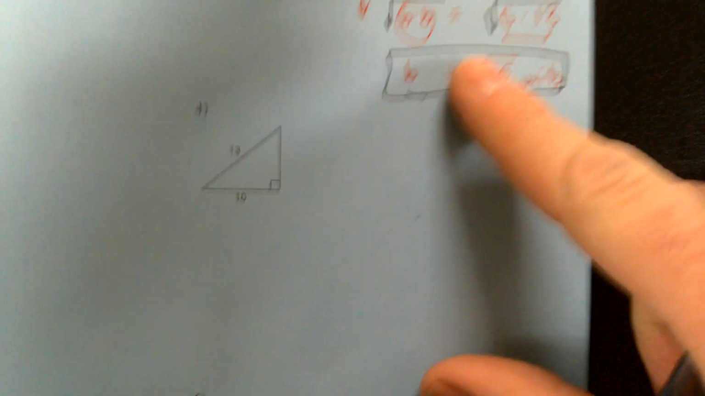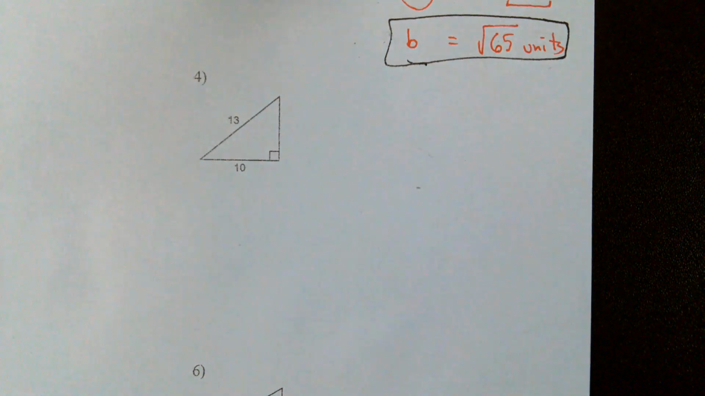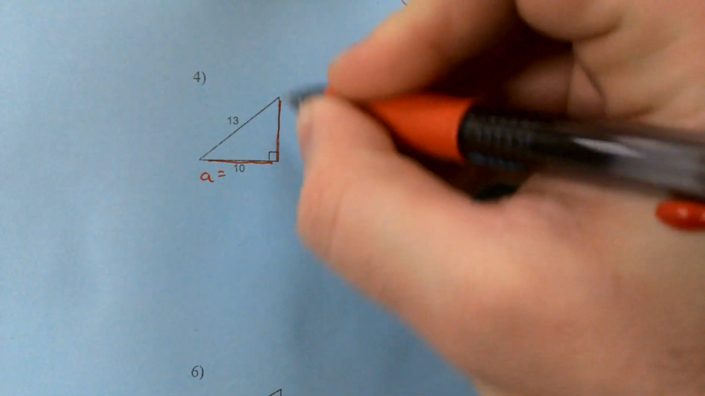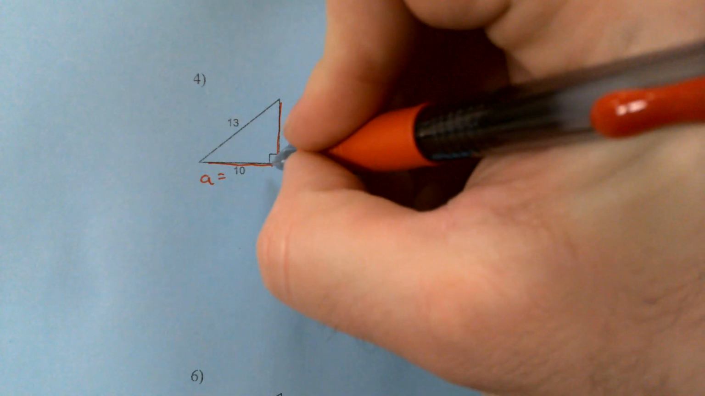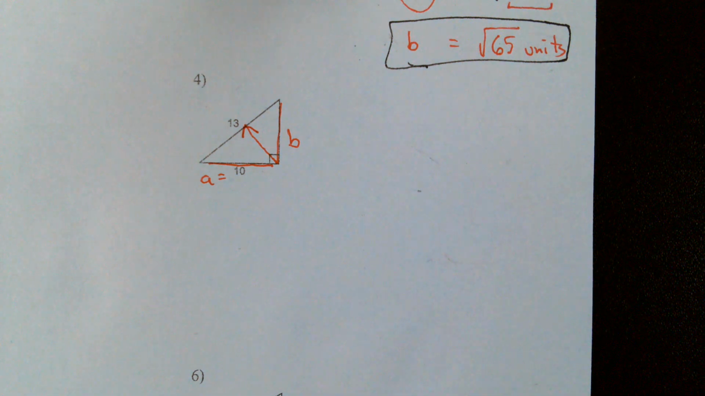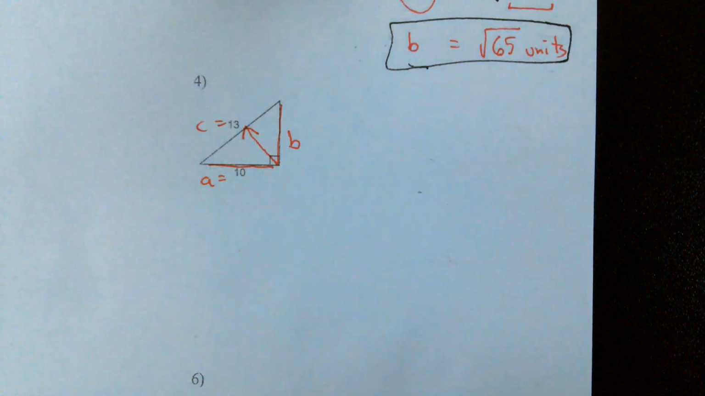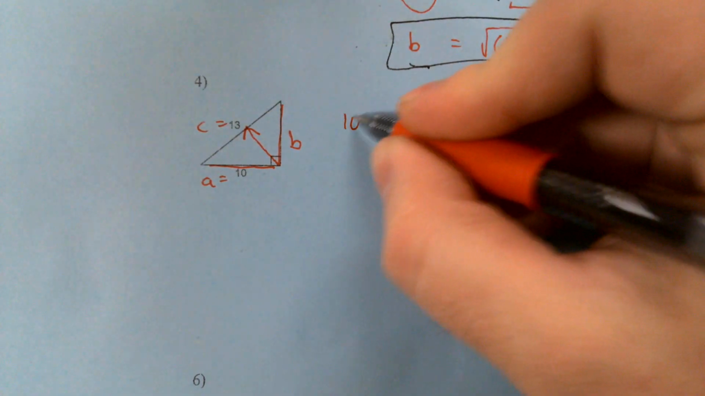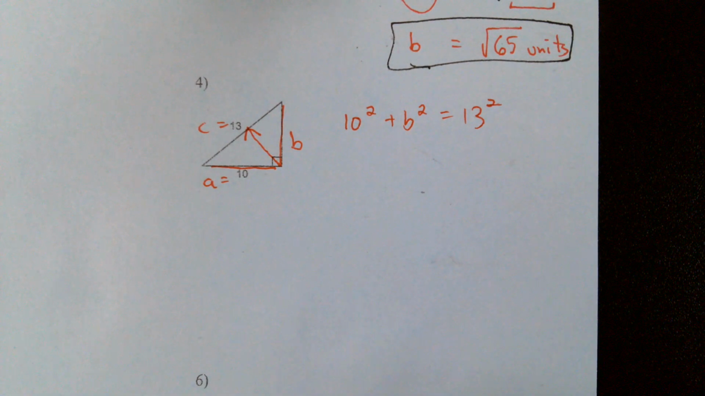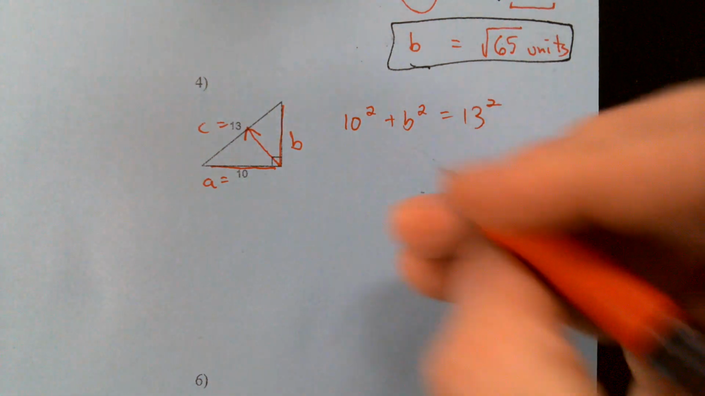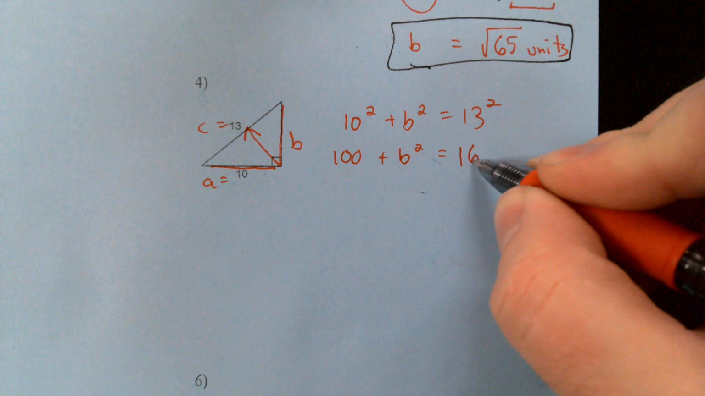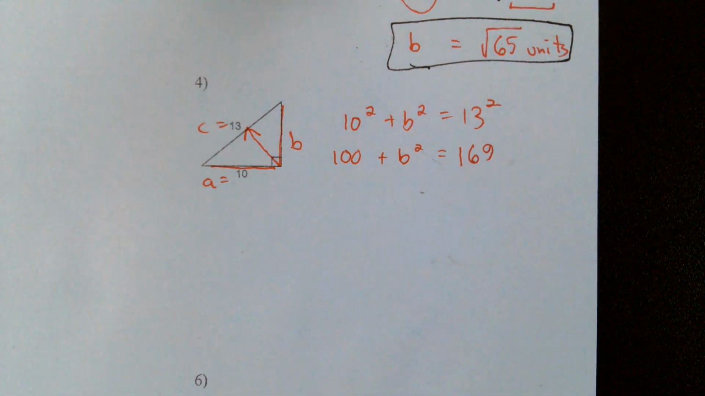All right, we're going to do the evens here going down to number 4. Again, we've got a leg of 10. We'll call that A. We've got an unknown leg. We'll call that B. And then directly across from our right angle always points right to the hypotenuse. That's got to be our C. So we got 10 squared plus B squared equals 13 squared. We apply these exponents. 10 squared is 100. 13 squared is 169.